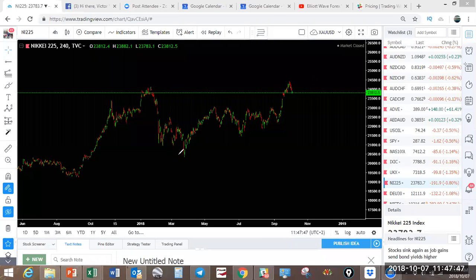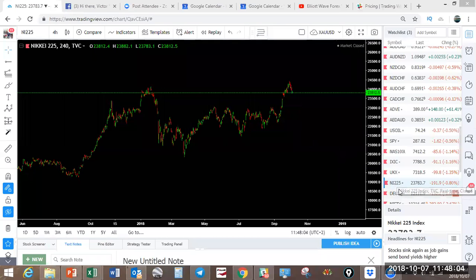Okay, so I'm still bullish on the indices. I'm not expecting the drop as yet. Not that it's going to go on forever. At some point, we're going to get a drop, but not as yet. I'm expecting just pullbacks and pushes to the upside.